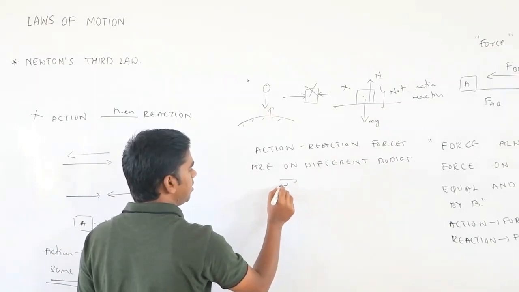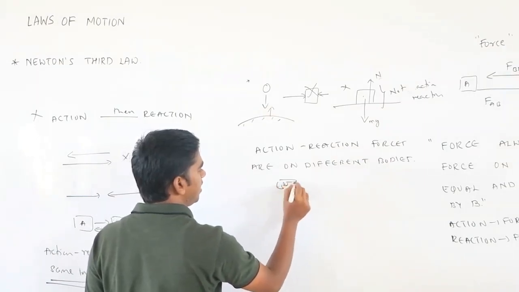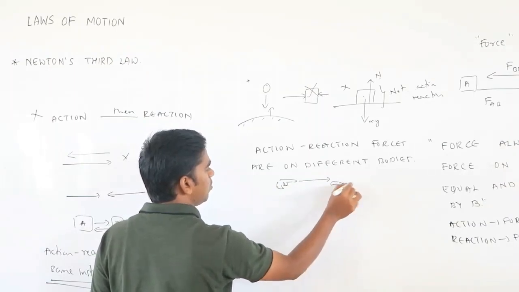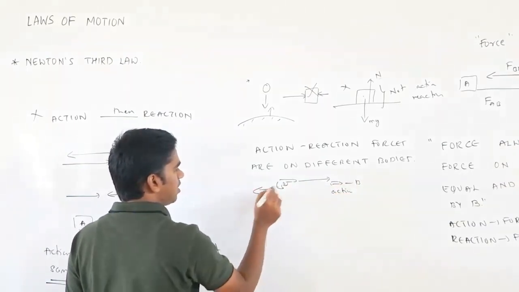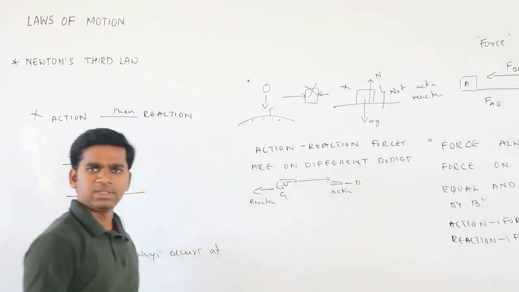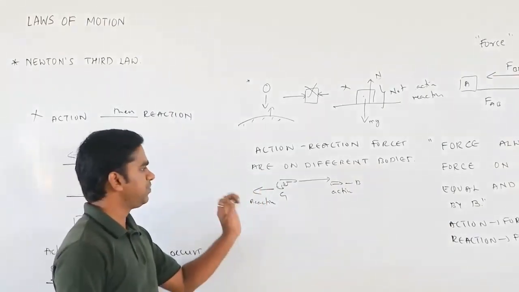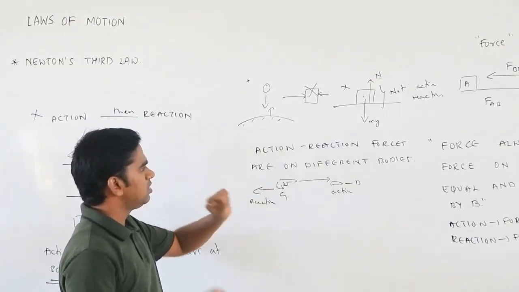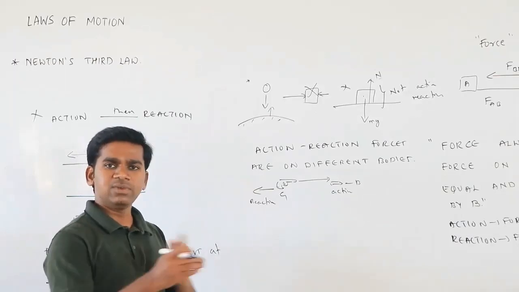Take a very popular example of firing a bullet from a gun. Action will be on what? Action will be on the bullet. So reaction will be on what? Reaction will be on the gun. So they are two different bodies. That is why they always occur on two different bodies.